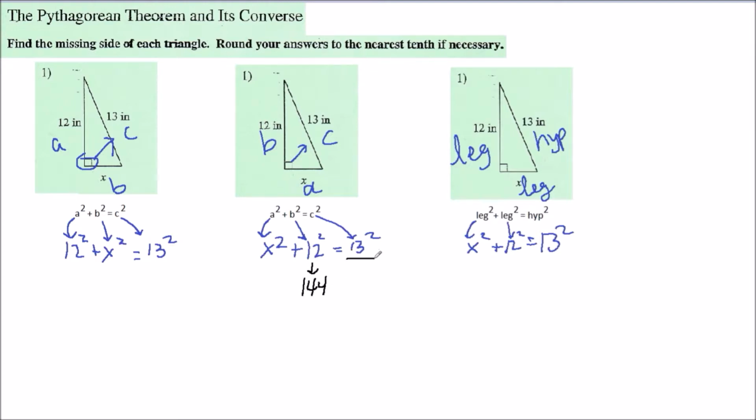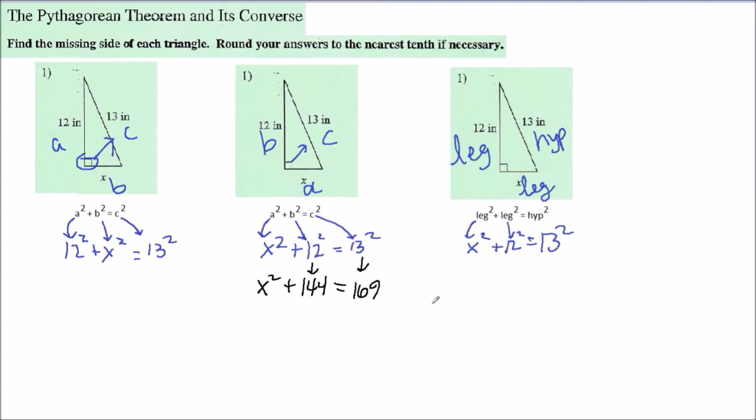I can do 13 squared. That's 169, I believe. And let's rewrite that, 169. Now I still have the equal sign in between, and it's very important that I don't lose that equal sign. I still have x squared and I'm still adding, so it's very important that I don't lose that. And again, the other two equations, if you do those, these should all pretty much look the same.